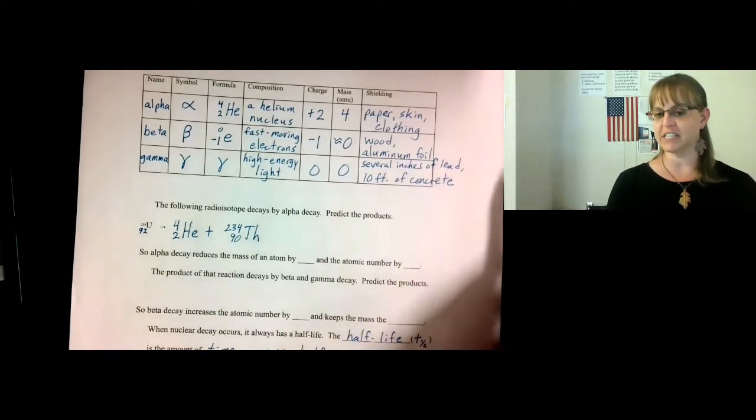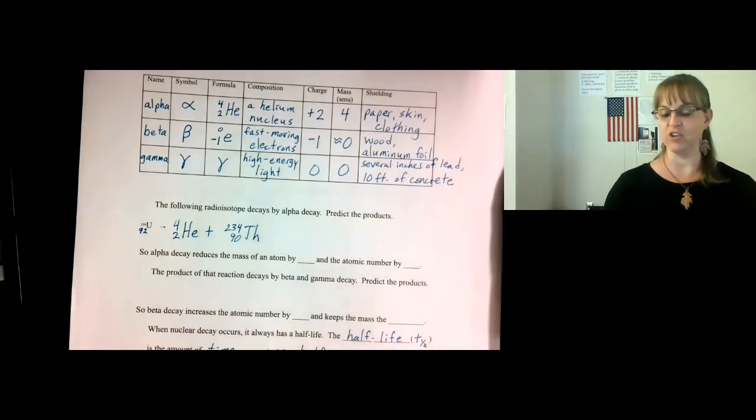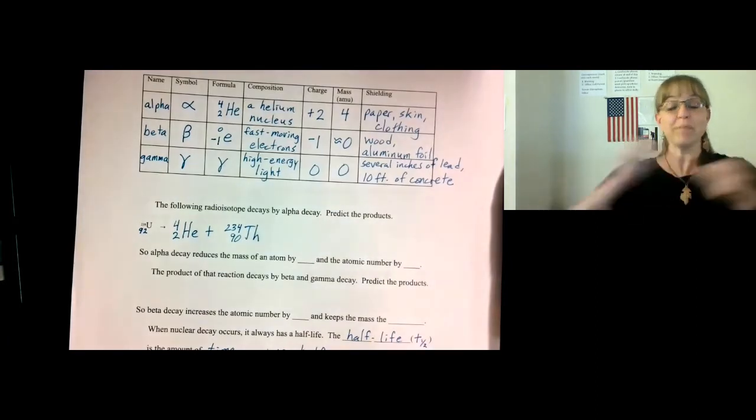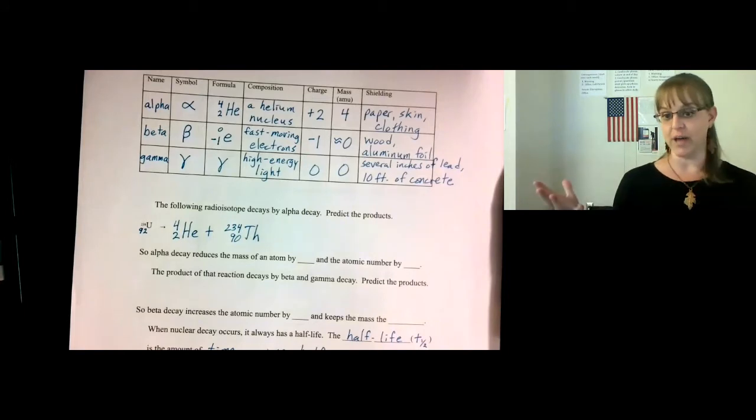So this is why a nuclear reaction gives off so much energy. It actually rips apart the atom, makes a brand new atom, gives off some radiation, and it also even gives off energy.